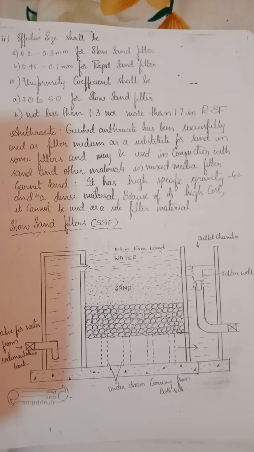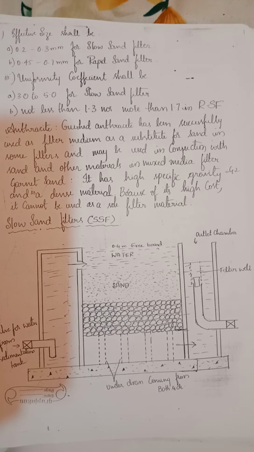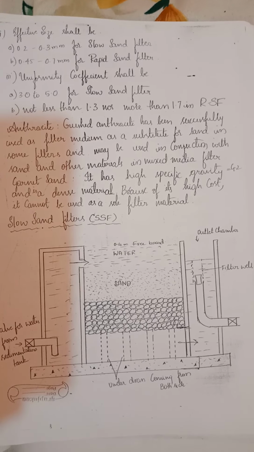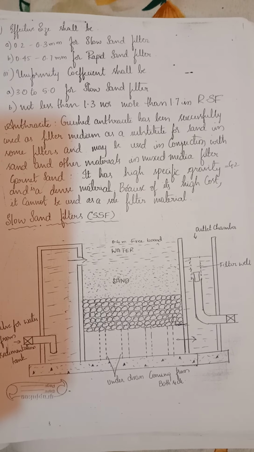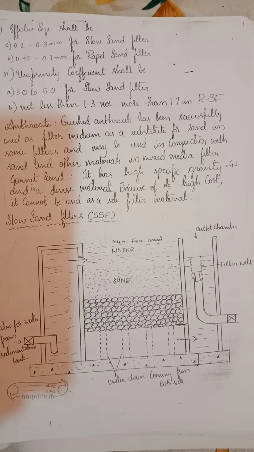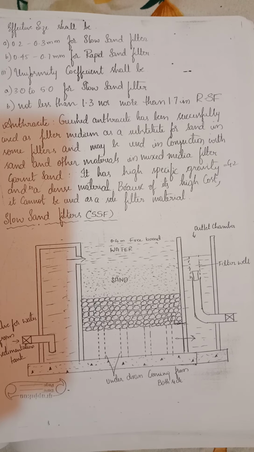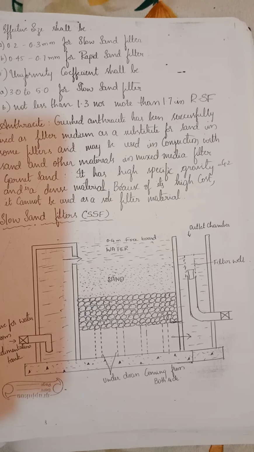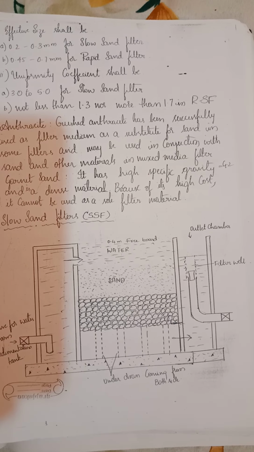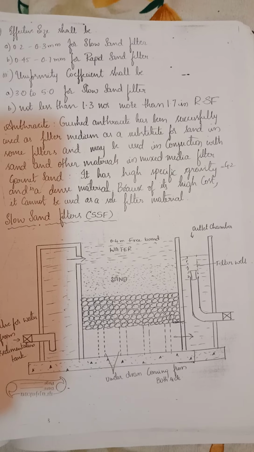The size of the filter media for the slow sand filter varies from 0.2 to 0.3 mm, and for the rapid sand filter 0.45 to 1 mm. And next, the uniformity coefficient is 3 to 5 for slow sand, and not less than 1.3 and not more than 1.7 in the rapid sand filter.